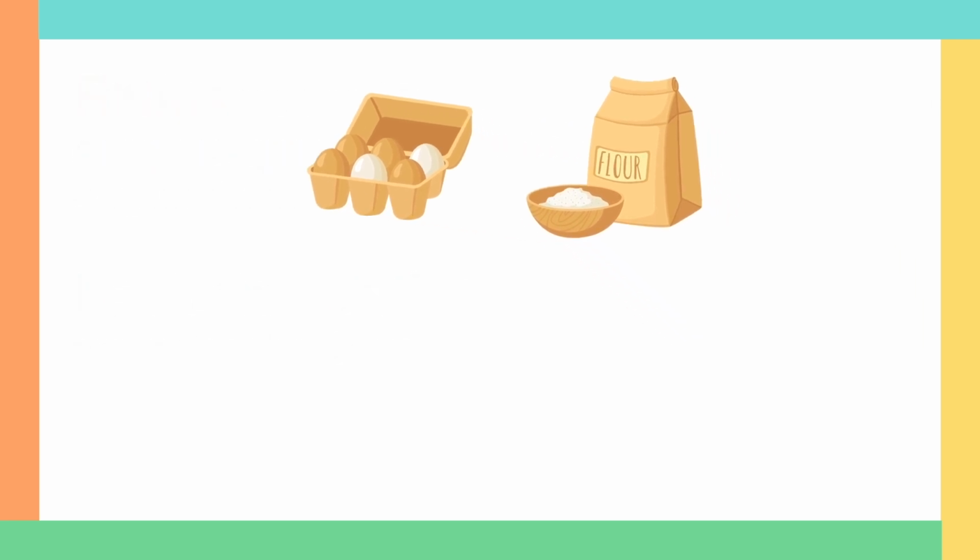Let's look at our ingredients here. If one batch of cookies uses 2 eggs and 1 cup of flour, the ratio of the number of eggs to cups of flour is 2 to 1. For 2 batches of cookies, we double the ingredients. So we would need 4 eggs and 2 cups of flour. That's a ratio of 4 to 2. So 4 to 2 and 2 to 1 are equivalent ratios. Cool! Now let's practice identifying equivalent ratios.